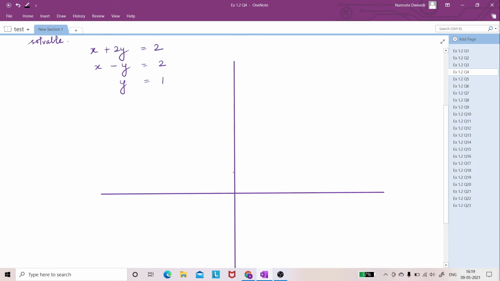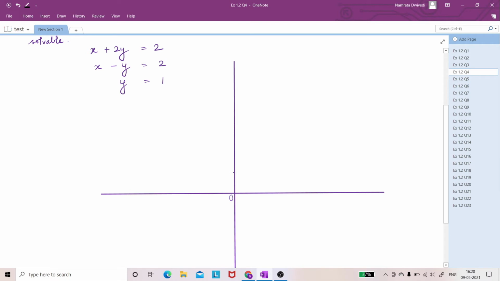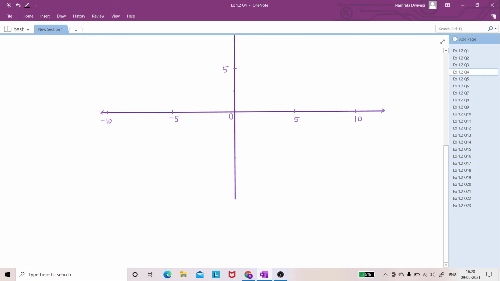Yes. So now we'll just label them. We'll start labeling them. Okay, so this is 0. Let's label this as 5 and this as 10. Similarly here we have -5 and -10. Okay, they can be extended. Fine. Now here we have 5, 10 again, and again here we have -5.